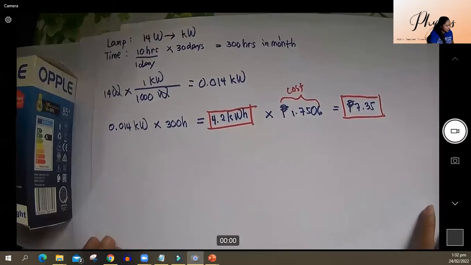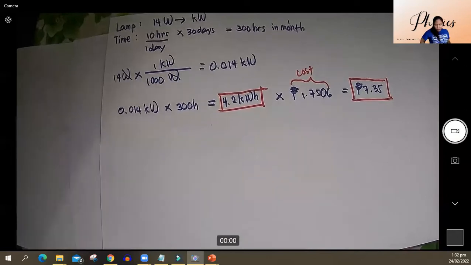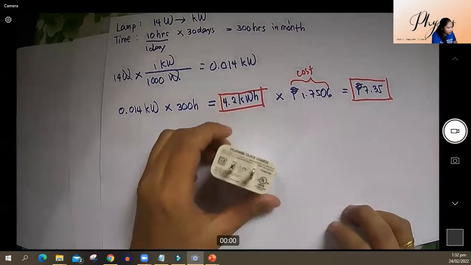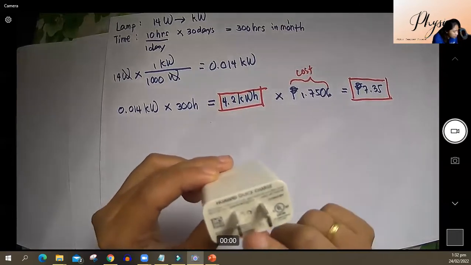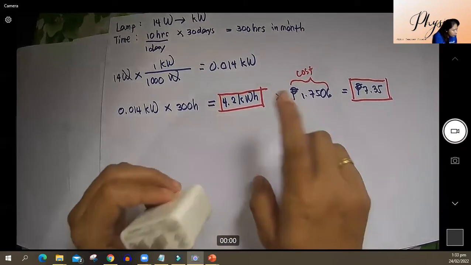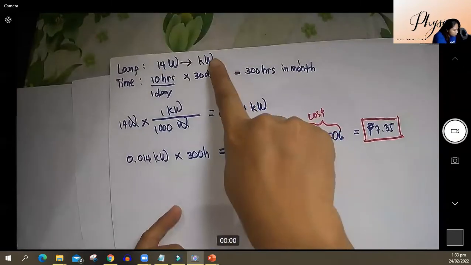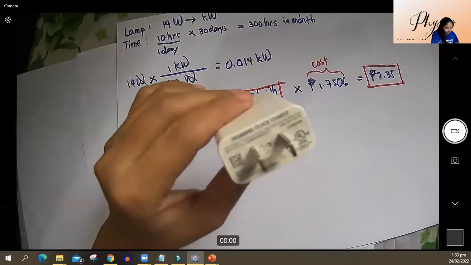So how about charging phones? How about if we have phones and we will charge them for 10 hours also? How much will that cost us? That actually depends on the charger. I have here a sample charger. I'm using Huawei. It will show some definitions on the charger. Mine will not show the watts, but it will show the output voltage and ampere.